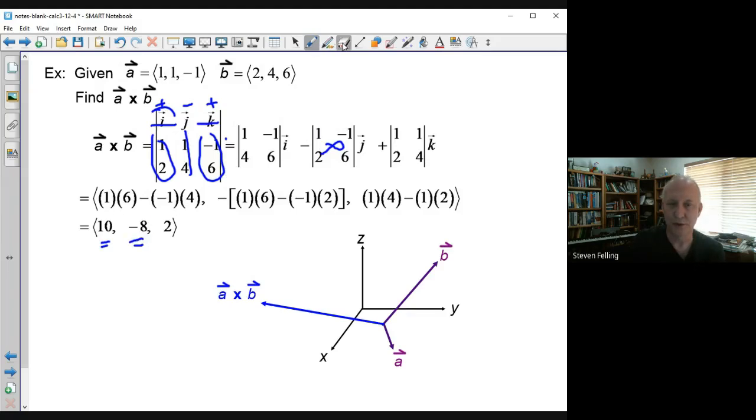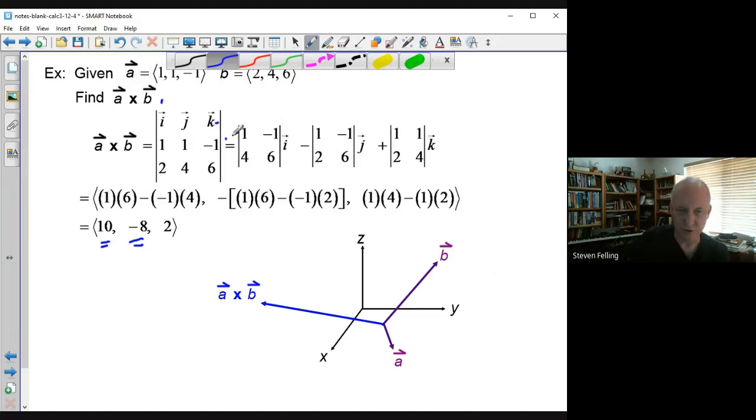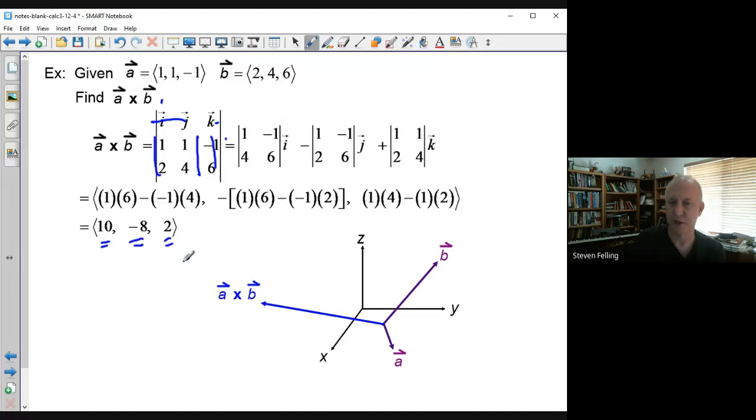And then you would do the same thing for the z component. You would say, okay, while I'm working on the z component, I'm going to be crossing off this row and this column. So I've got the determinant of what's left here. So it would be 1 times 4 minus 1 times 2, which turns out to be 2, and that's the z component. So that's all there is to it. It's not as bad as it seems. Once you do a few of them, you'll realize it's not really very bad at all. Although it's hard to explain visually like this.